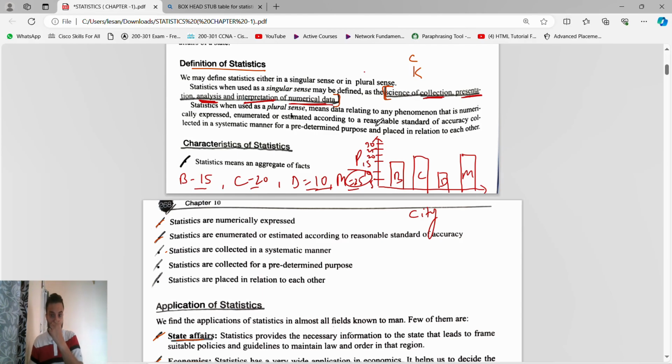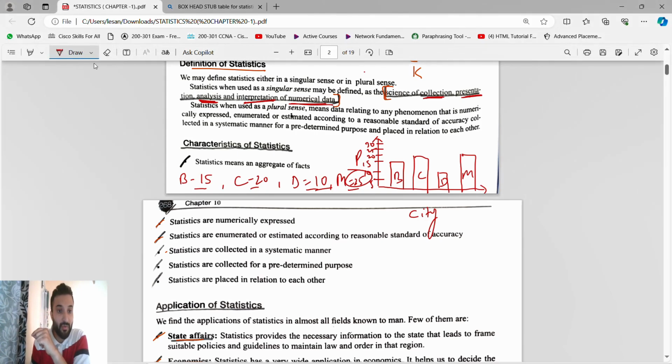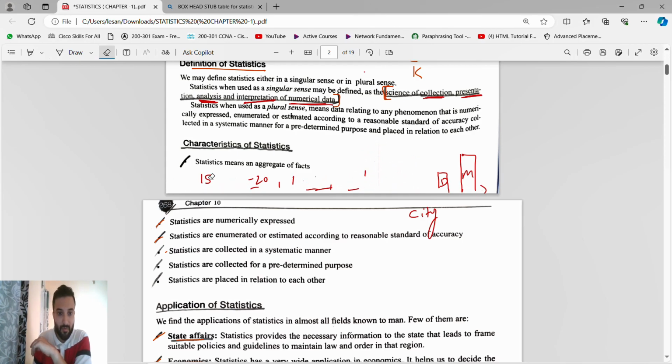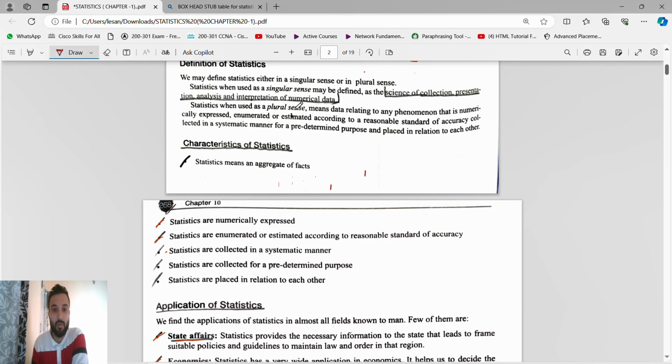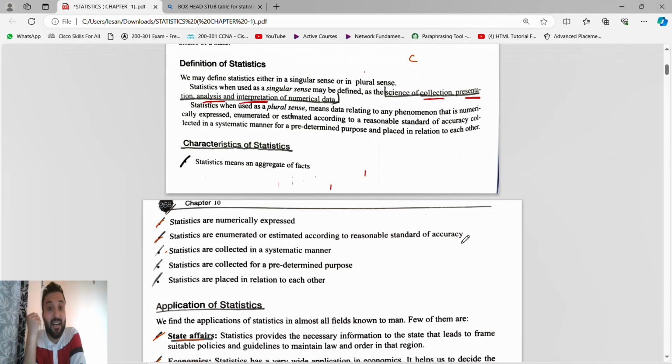Remember this. First is collection, that means what? Wait, let me rub this. So what are the four things on which statistics depends? Collection, presentation, third is analysis, fourth is interpretation. So these are the four things upon which stats depends. So let's see how.